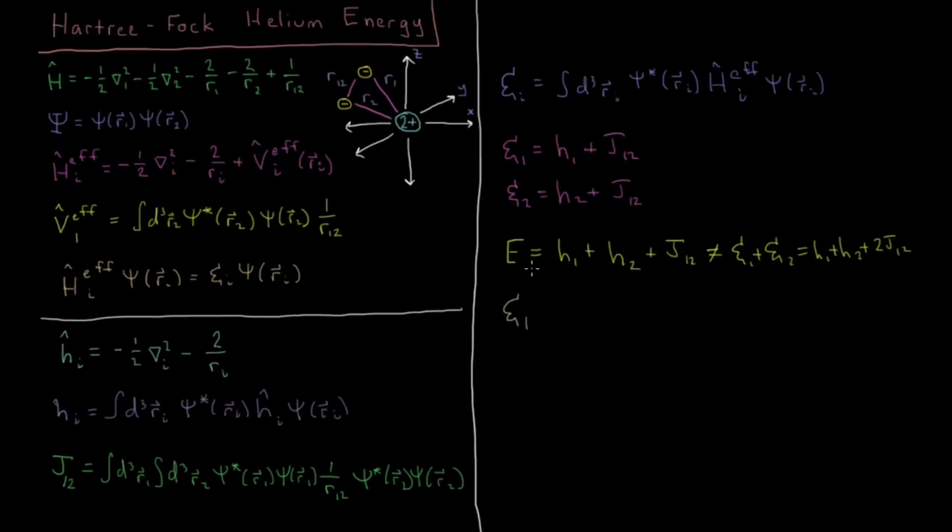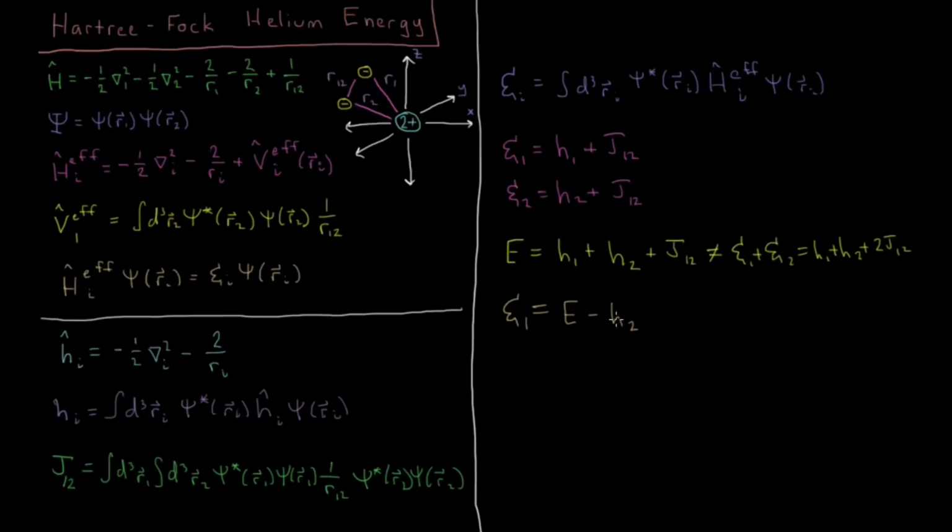So you'll notice if we have the orbital energy for electron 1, that is equal to the total energy of the atom here minus the 1 electron terms. So if we take the total energy of the helium atom and we subtract away the 1 electron terms from electron 2, we get H1 plus J12. And that is the orbital energy of electron 1.